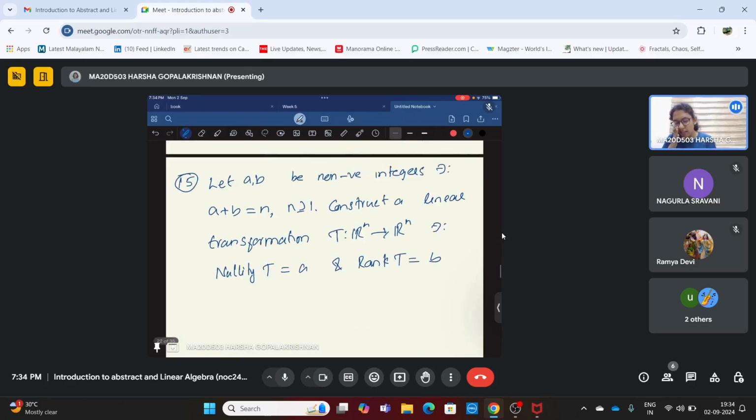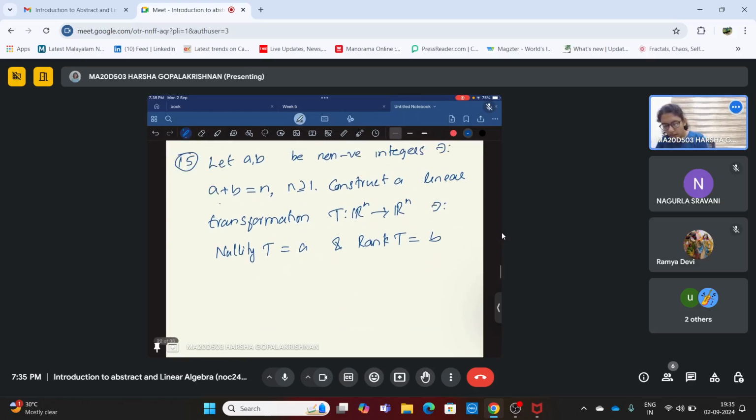In this question, we will say if A and B are non-negative integers, that is 0, 1, 2, something like that, such that A plus B equal to n for some n greater than or equal to 1. Construct a linear transformation T from Rn to Rn such that nullity is A, rank equal to B. So the previous question will be more clear after doing this one.